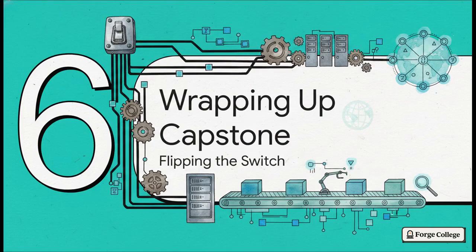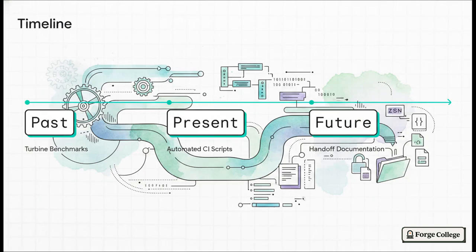Let's wrap up this capstone module by flipping the switch and seeing exactly where our newly automated assembly line fits into the big picture. We've successfully bridged the gap from our past work, those turbine benchmark analyses, to our present, these gorgeous automated CI deployment scripts. And honestly, this perfectly sets up the future. It provides the exact JSON files and verifiable checksums we are going to need for the final documentation handoff and audit packaging in our next lesson. It's just a beautifully connected pipeline.